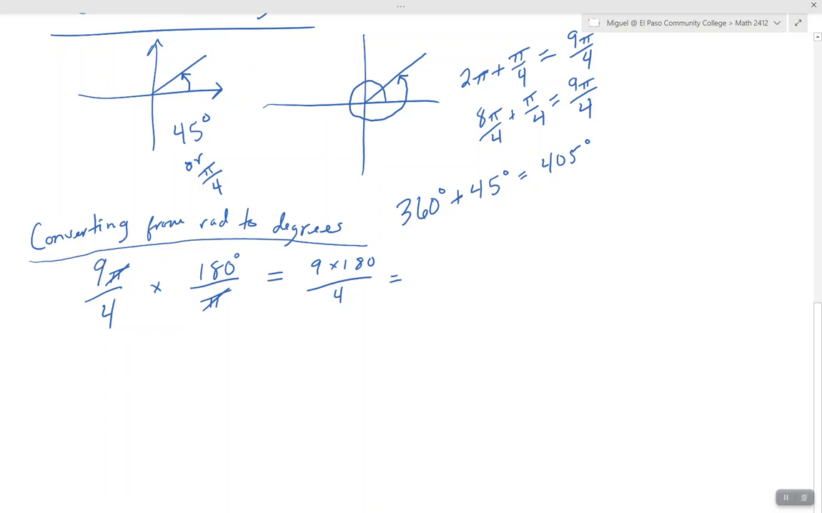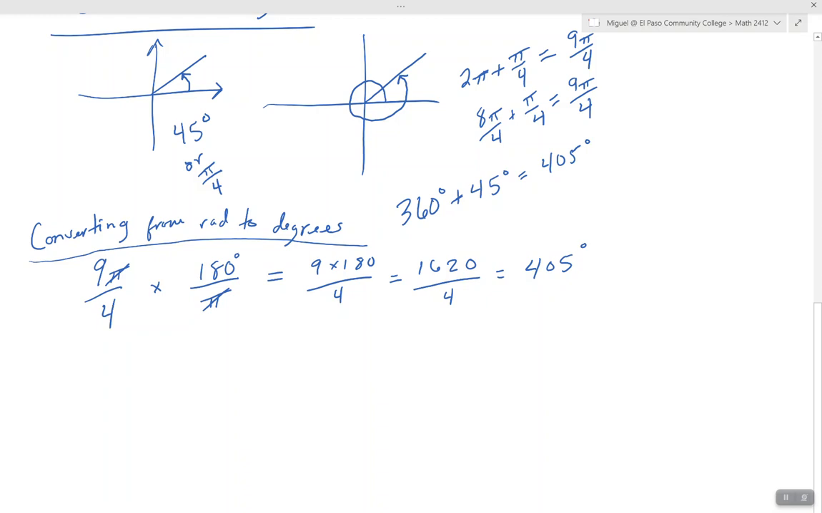What is 9 times 180? 1620 over 4. That gives us 405 degrees.